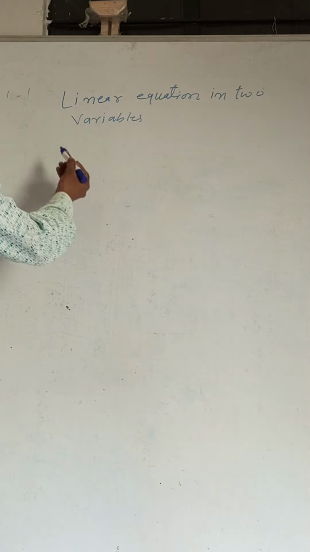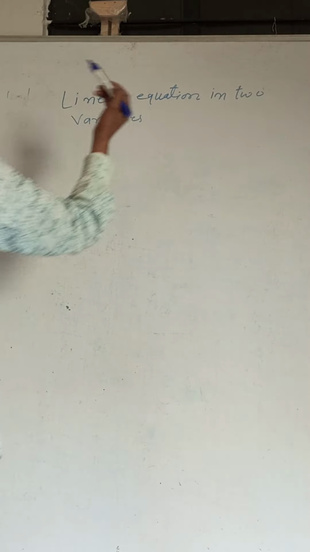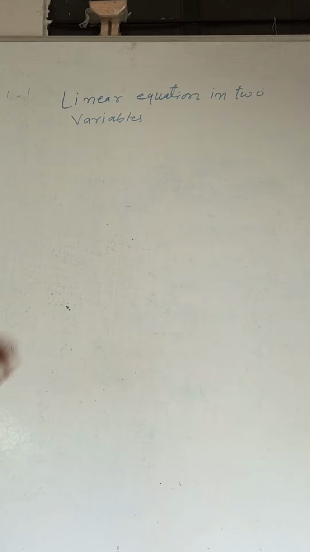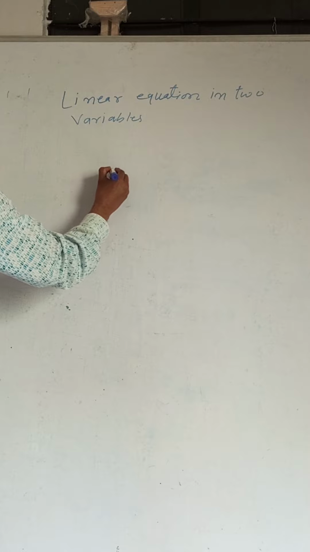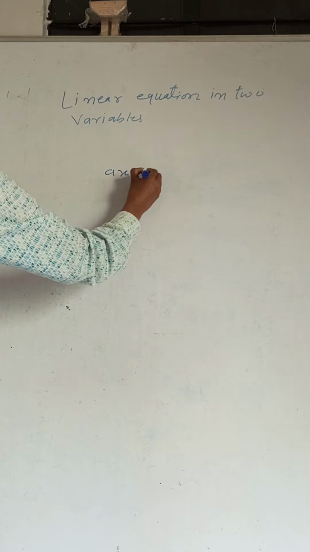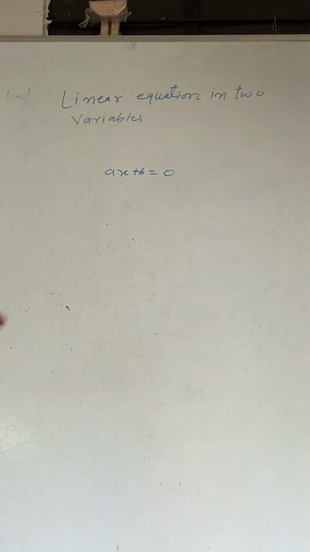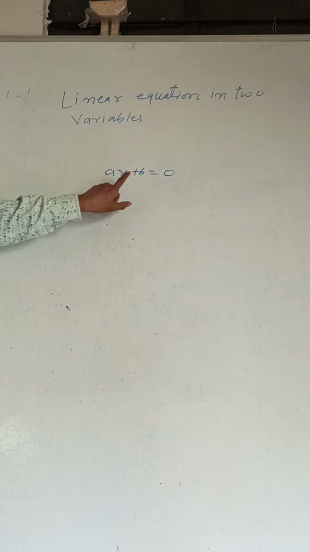Today we are going to learn about the linear equation in two variables. Linear equation means the equation that gives one answer, in a line-wise way. So first we can write a linear equation in one variable, that is ax plus b is equal to 0. That is a linear equation in one variable.